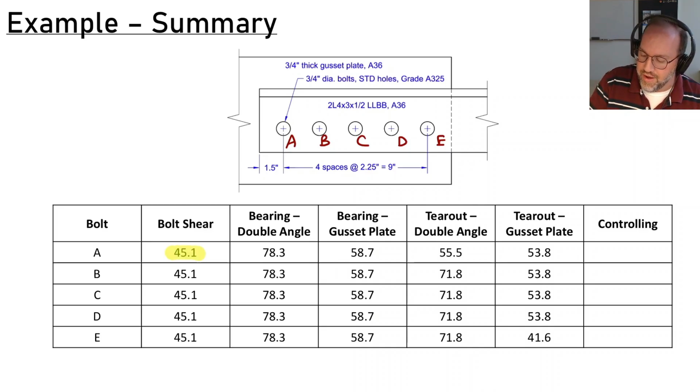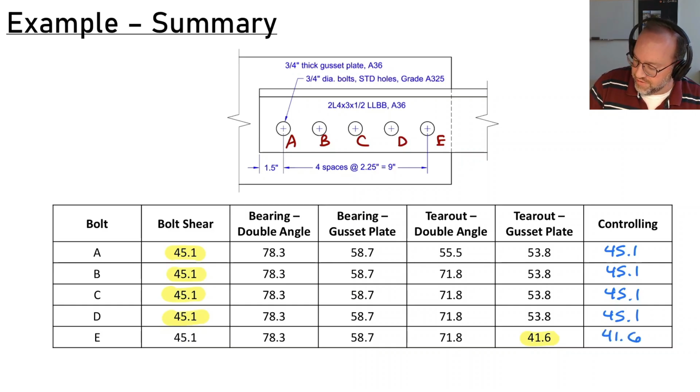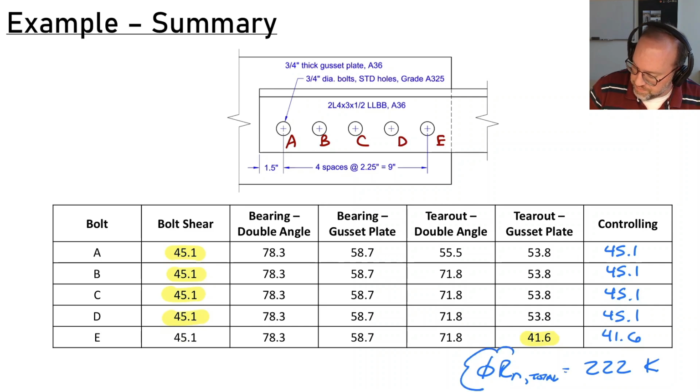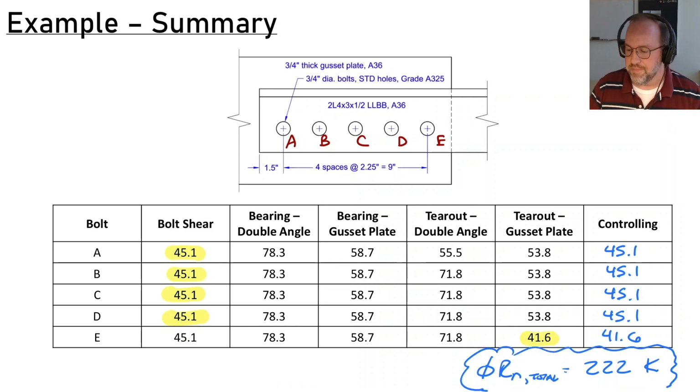So bolt A is controlled by bolt shear, as is B, C, and D. Bolt E will tear out of the gusset plate, and that is less than our bolt shear. So that's the one that's going to happen. So therefore, our controlling case is going to be 45.1 plus 45.1 plus 45.1 plus another 45.1 plus a tear out of 41.6. And then the sum of all that is 222 kips. So that is our total phi Rn total right there, and that would be the governing capacity.